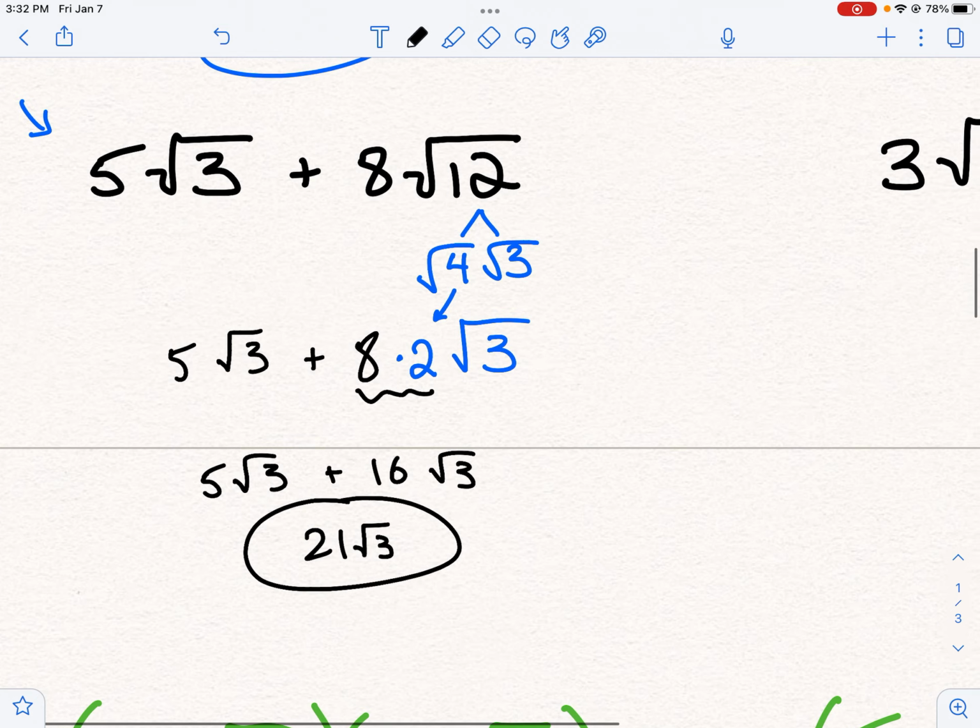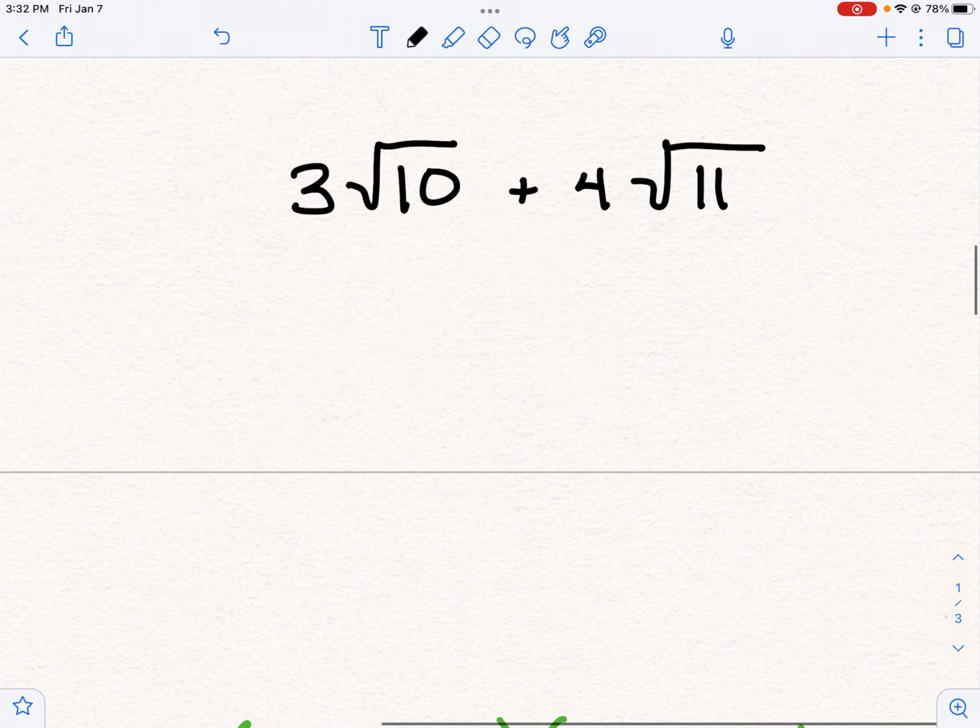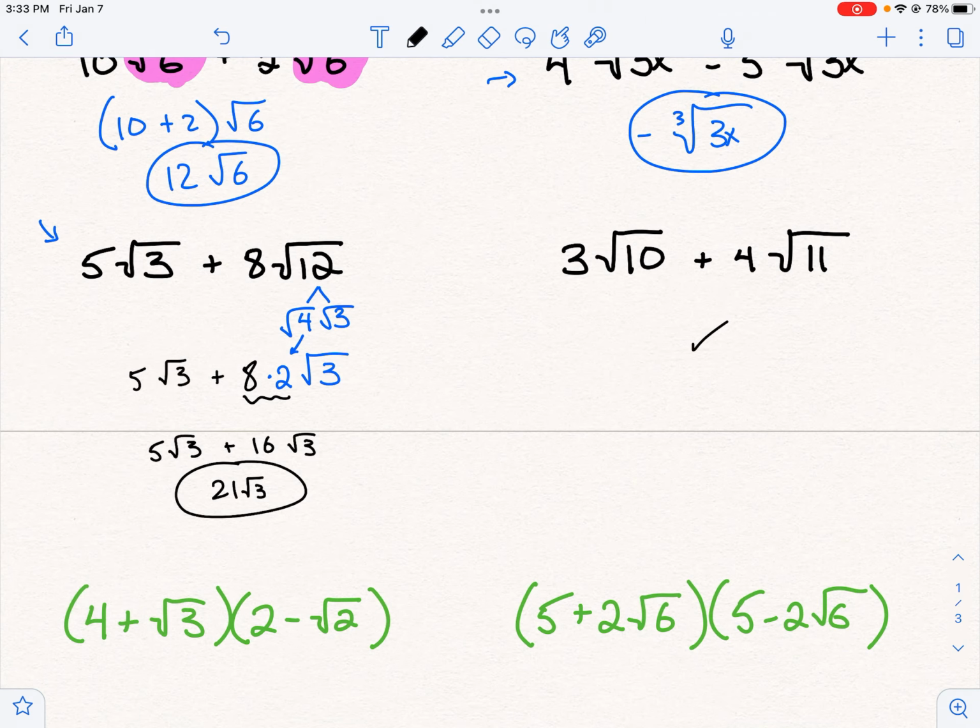However, there are times, and you're going to see this last one, when they're simply not the same and you can't do anything about it. The 10 would break down to 5 and 2, but that doesn't help me because the 11 isn't going to break down in any similar way. It's prime, so it's not going to break down at all. So in this case, you're done. You can't do anything, so done. That's it. Right? You can't do anything.